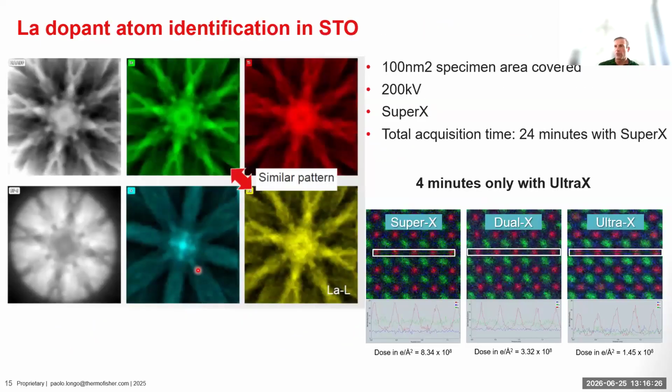It was also done on a different specimen here, looking at traces of lanthanum in strontium titanate. Depending on the performance of your EDS detector, you can speed up this acquisition. On the Super-X, this acquisition took 24 minutes. If you had an Ultra-X, which is 6 times more sensitive, it would have taken only 4 minutes. So this is relatively fast.